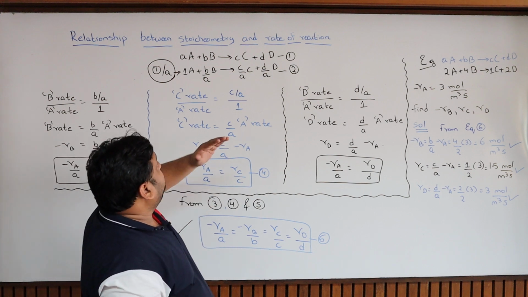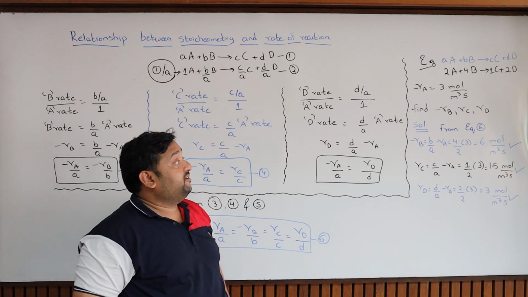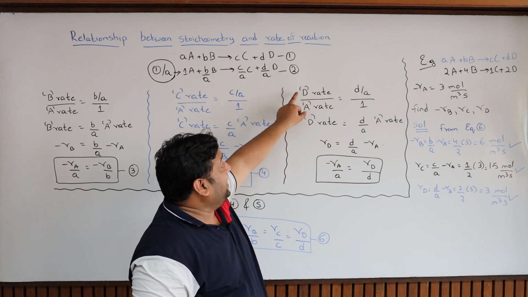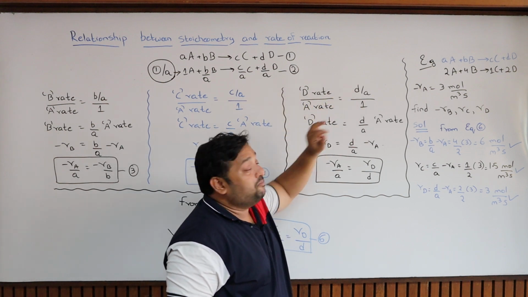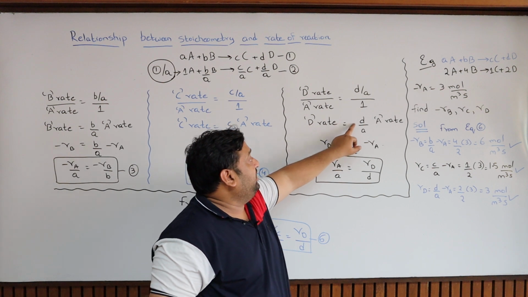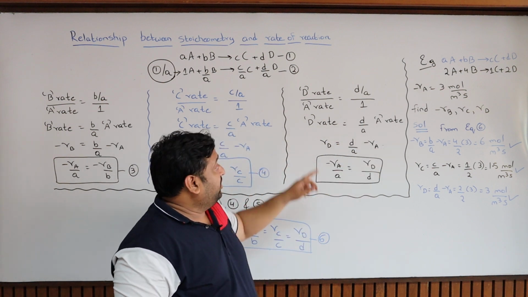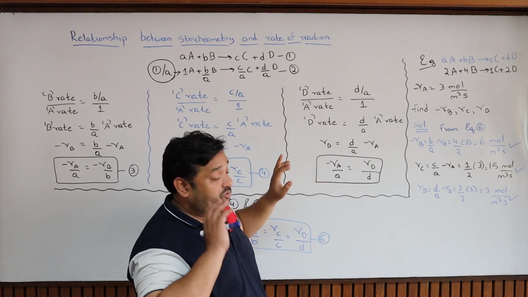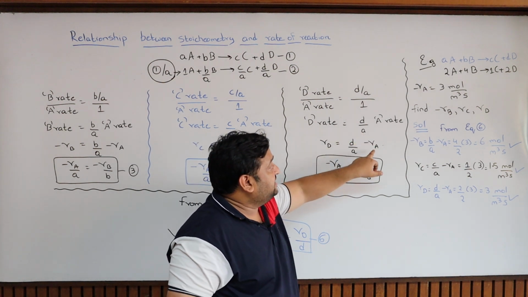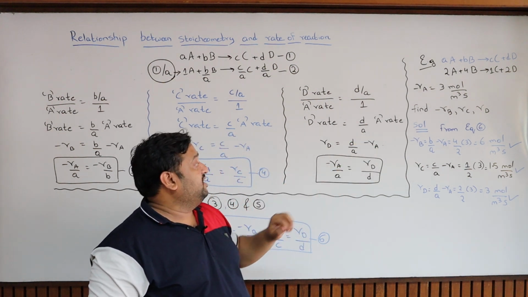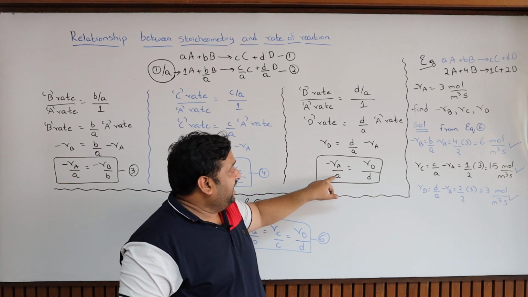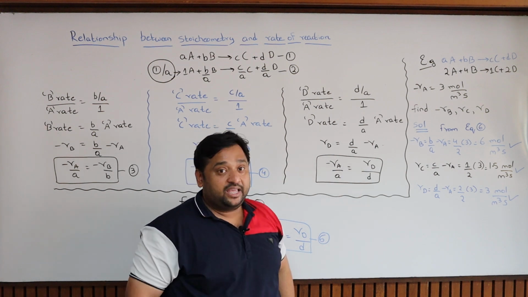Let us see the relationship between A and D. Similarly, D rate by A rate is nothing but D by A by 1. That means D rate is equal to D by A times A rate. What is D rate? RD, positive. D by A times A rate is negative, because it is a reactant. From this, minus RA by A is equal to RD by D.